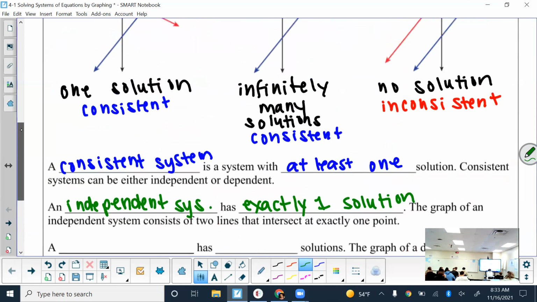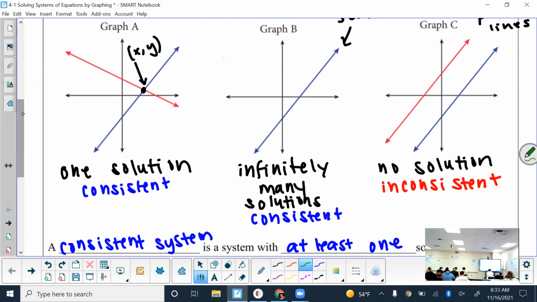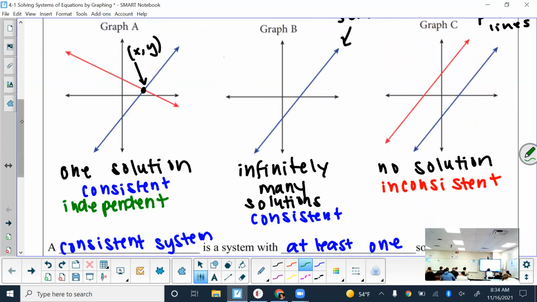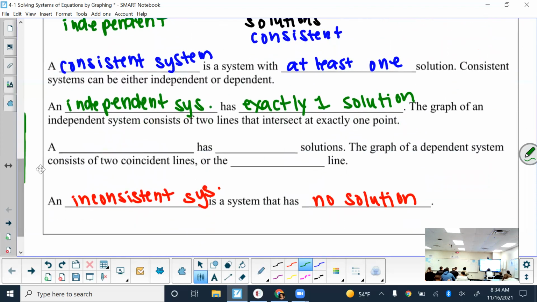All right, so scrolling back up, graph A, B, or C would be independent. Which one? Any others? All right, good. So only graph A is independent. So any graph that has one solution only is independent. Down here, this last definition. What is the opposite of independent? Dependent. So a dependent system.